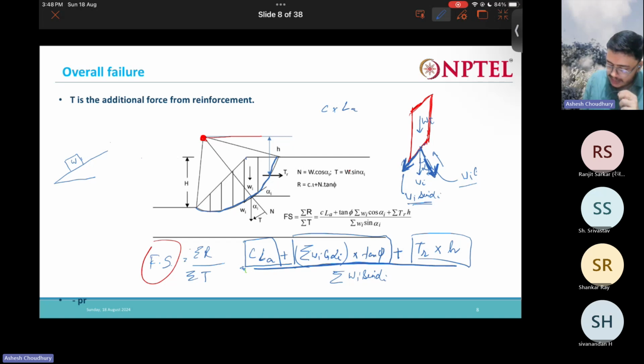Now say your wedges are only 1, 2, 3, 4, 5, 6, but you may have 10, 20 T's here. So all these T's you have to consider. For each wedge also, I have to consider several reinforcements at different levels.